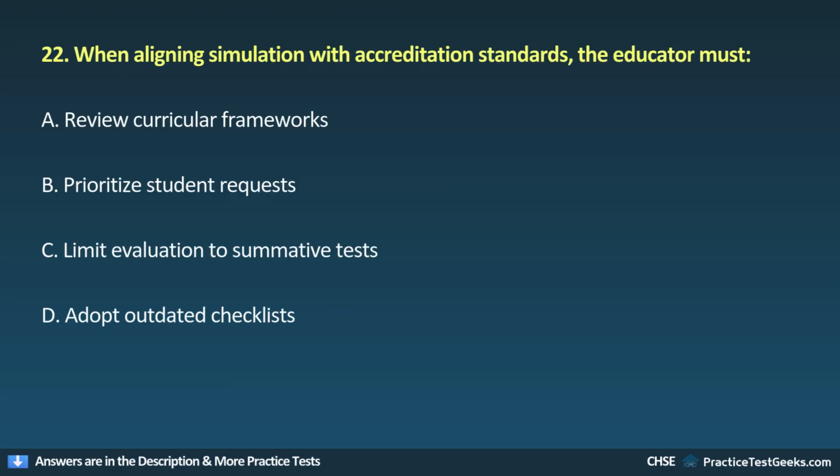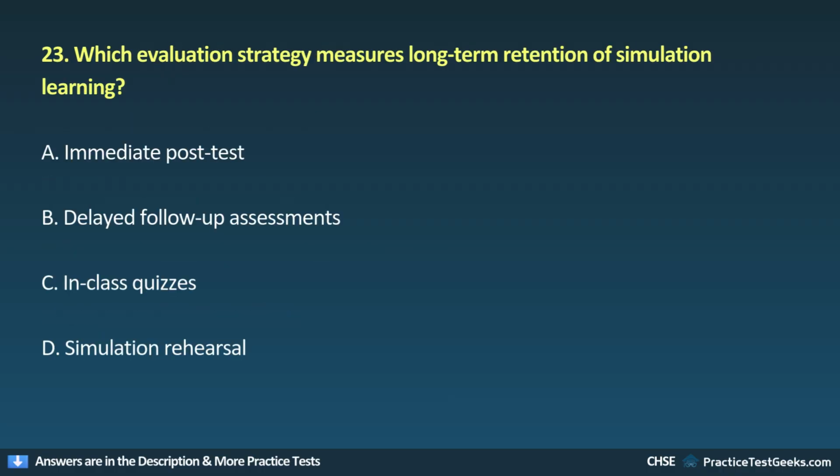22. When aligning simulation with accreditation standards, the educator must A. Review curricular frameworks. B. Prioritize student requests. C. Limit evaluation to summative tests. D. Adopt outdated checklists.